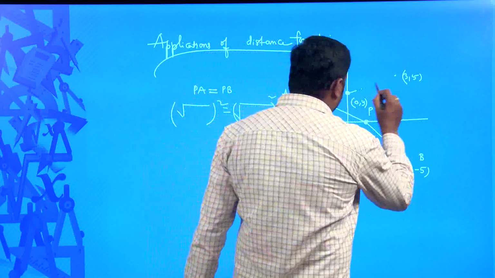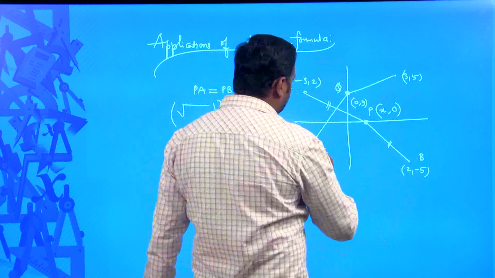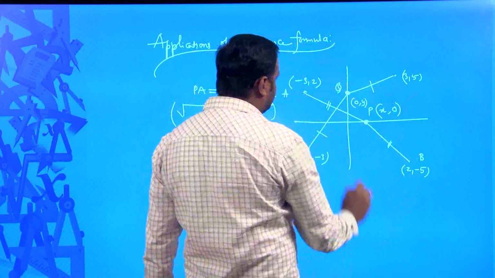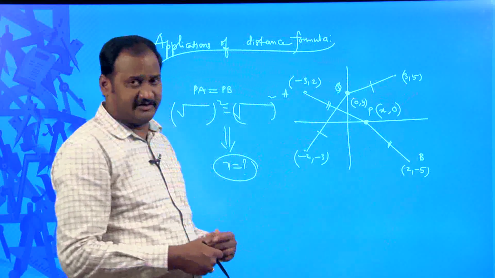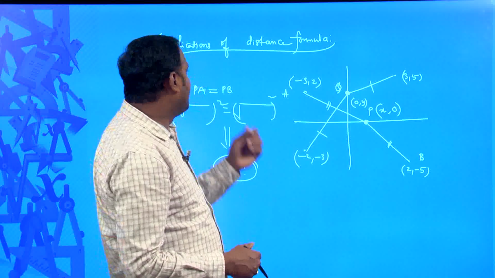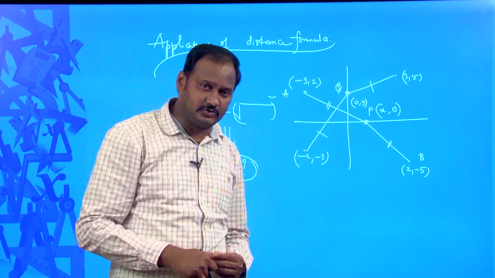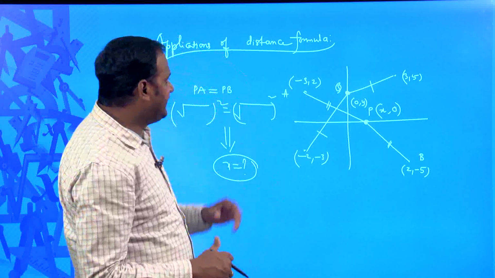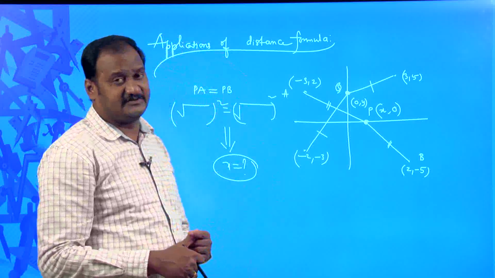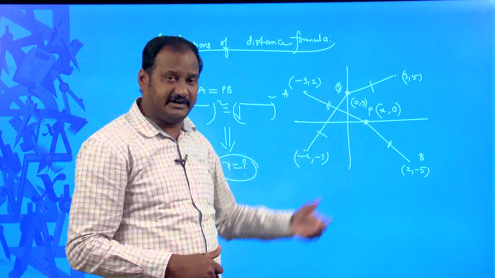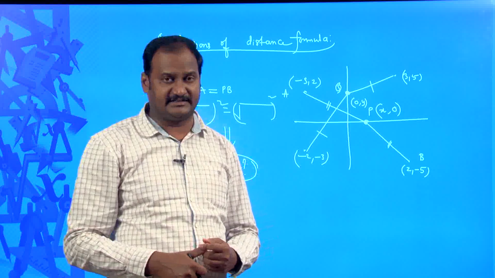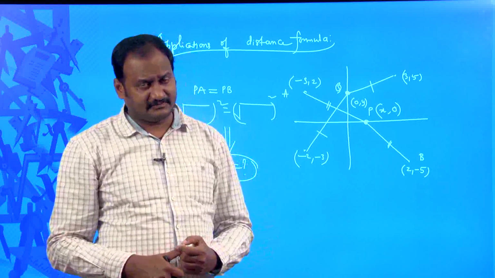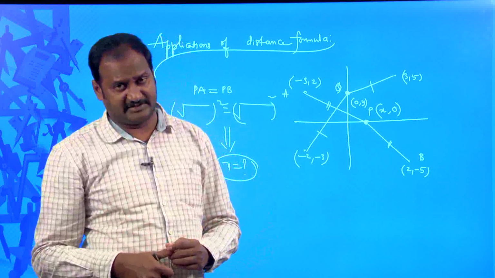So, join both of them and join these two. According to the problem, this distance and this distance both are equal. So, you will have to equate both the distances after applying the formula for distance between 2 points. So, this way you can use the distance formula in order to find out a point on the x axis or on the y axis, equidistant from the given 2 points, right.